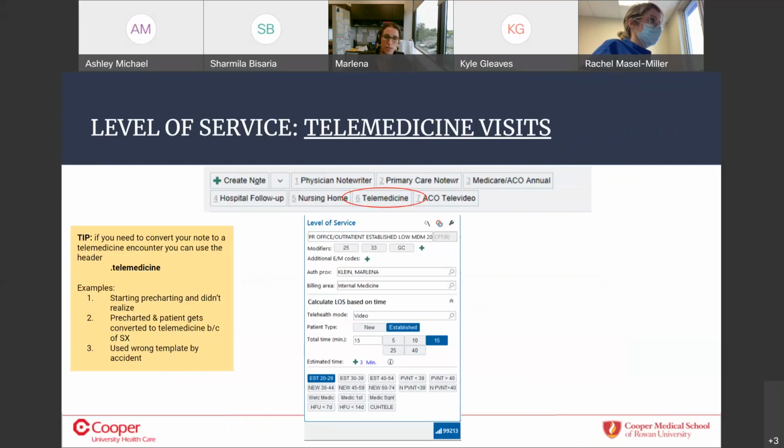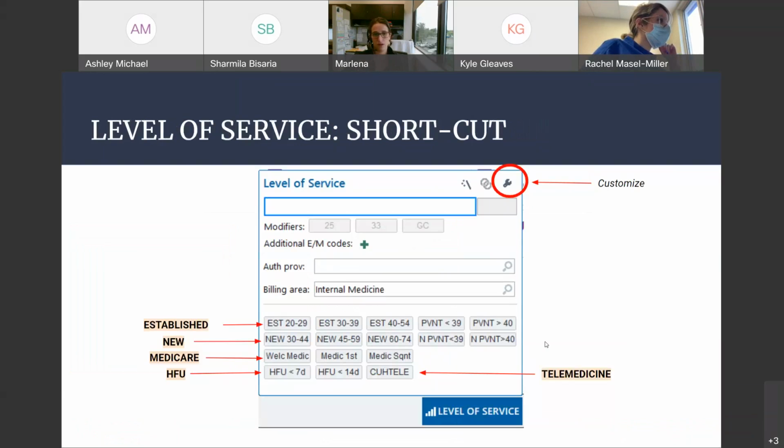The next thing, I don't know if you guys have done, probably you've done a few by now, is telemedicine visits. For telemedicine visits, you always want to use the telemedicine template that they already built for us. If for some reason you started a visit and it gets converted to telemedicine, or you just didn't realize when you were pre-charting, you can use the dot phrase dot telemedicine and that'll pull in that fancy header that says this is a telemedicine visit, it was audio or video, and go from there.